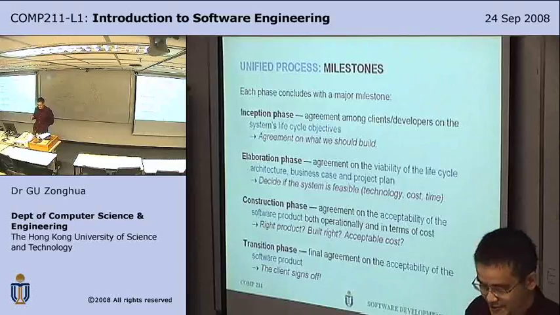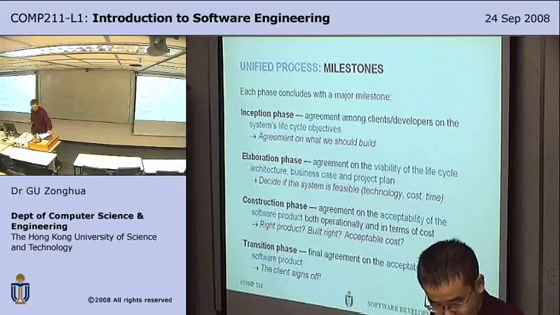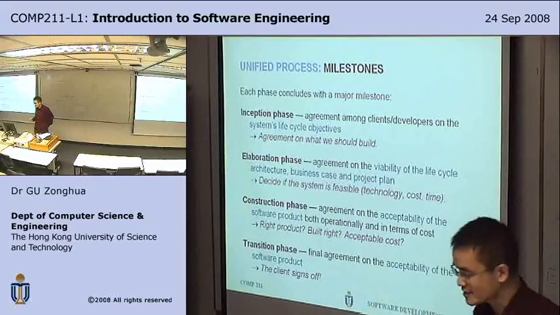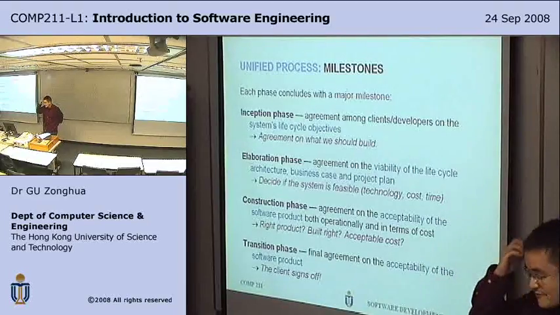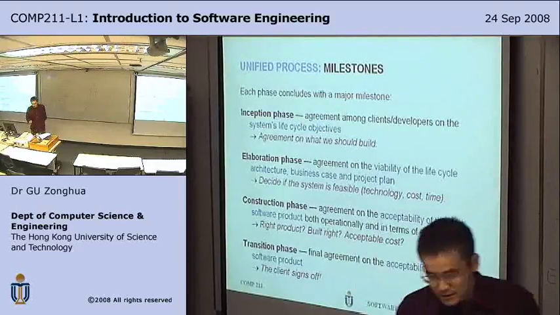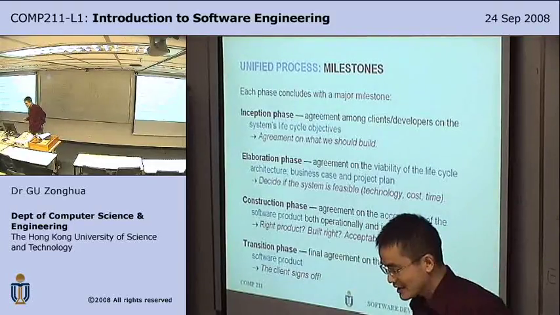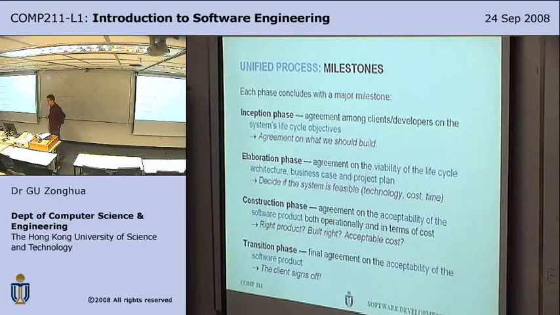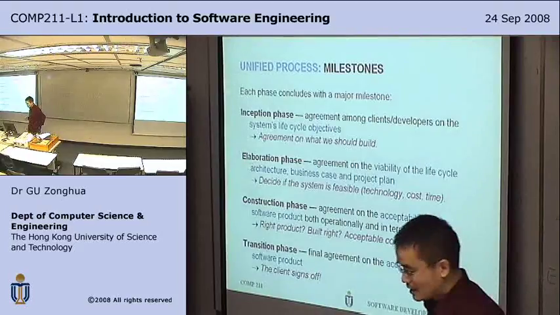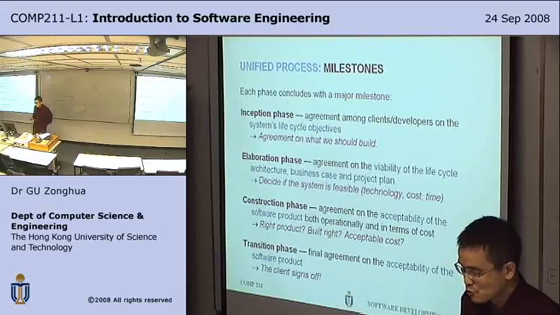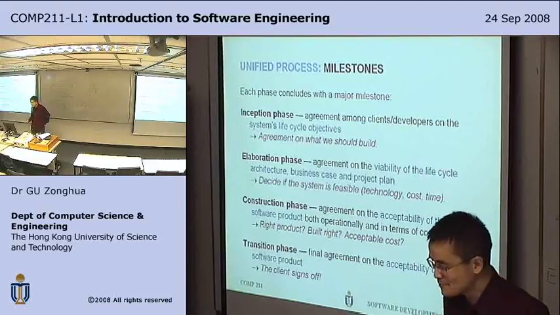The elaboration phase is to agree on the viability of the lifecycle architecture, business case, and project plan. That is, determine if the system is feasible in terms of technology, cost, and time. So you need to estimate the cost and present a business case. Is it worth it to develop the system, to spend the money and time? How much business benefit does it bring? And for the project plan, you need to plan out in terms of time and budget.